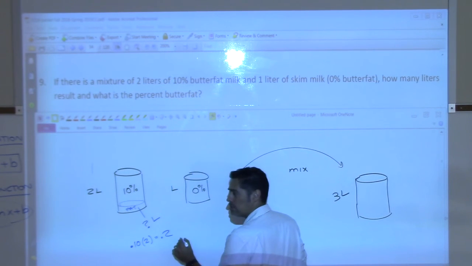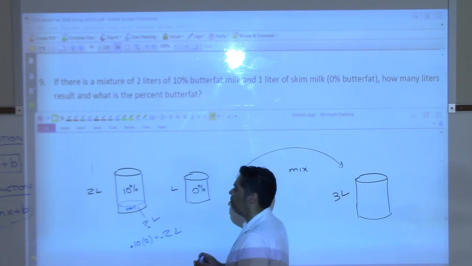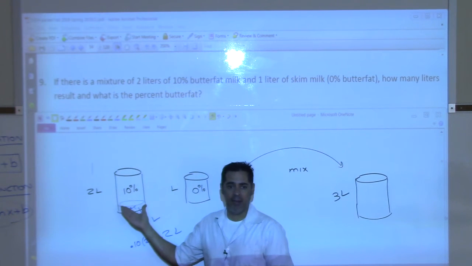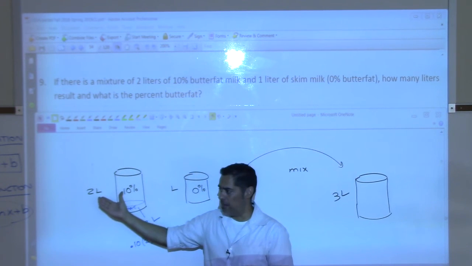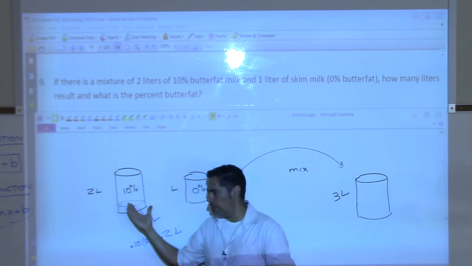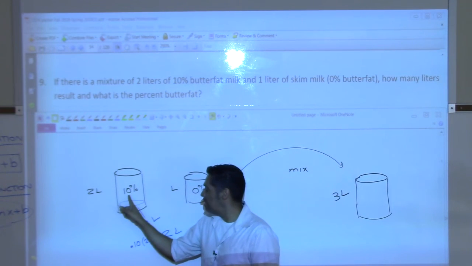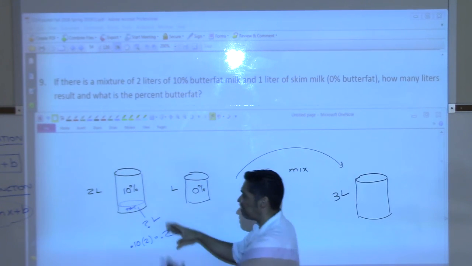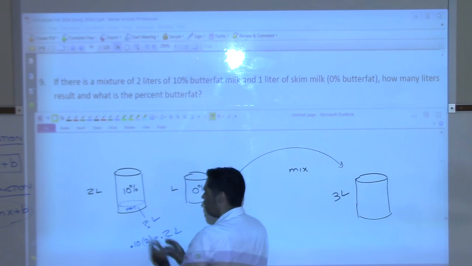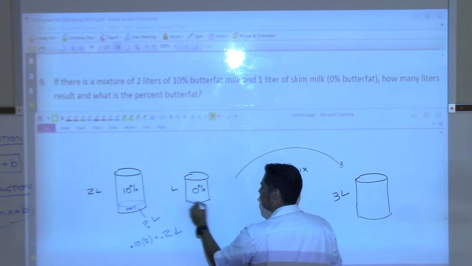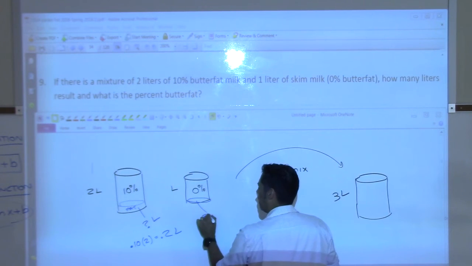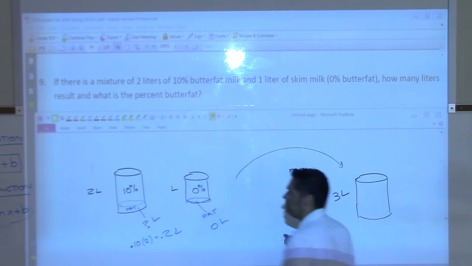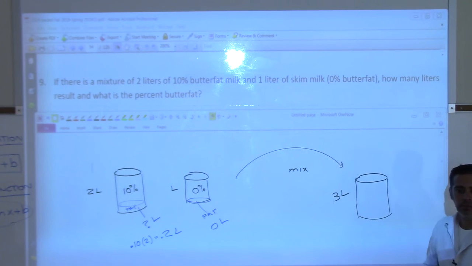Make sense? What if we said 50% of this was fat? Then it would be 1 liter of fat, wouldn't it? It's like half of it would be fat. So if you say 10%, you do 0.1 times that 2, and you get 0.2 liters. So that's how much fat is here. How much fat is in here? Nothing. 0 liters, because it's 0%. Agreed?